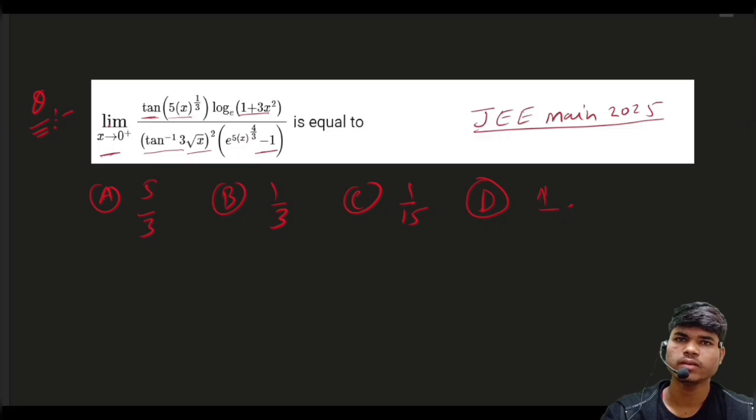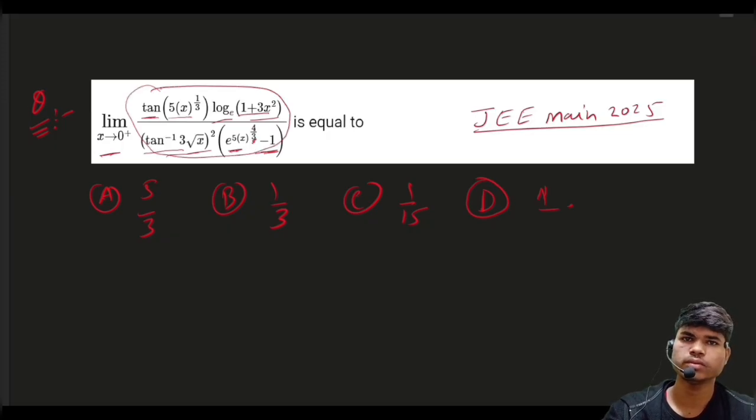We are given that limit x tends to 0 positive tan of 5 into x to the power 1 by 3 into log 1 plus 3x square divided by tan inverse of 3 root x whole square into e to the power 5 into x to the power 4 by 3 minus 1. We have to find the limit of this expression at x equals 0.